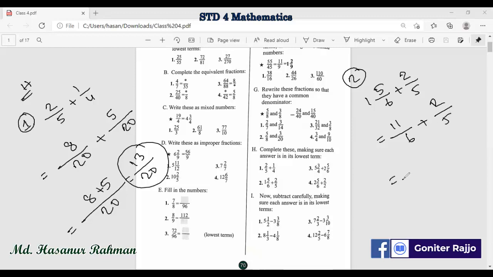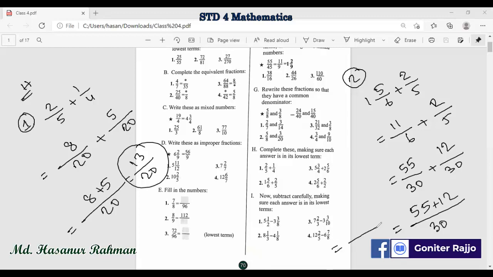Now we have to find out the LCM of 6 and 5. LCM of 6 and 5 is 30. So 6 times 5, that is 30. 11 times 5, that is 55. 5 times 6, that is 30. 2 times 6, that is 12. Okay. Now what will be our denominator? That is 30. And we have to add the numerators 55 plus 12.